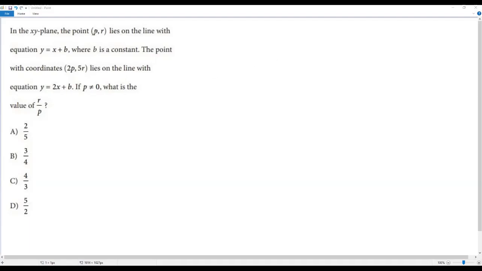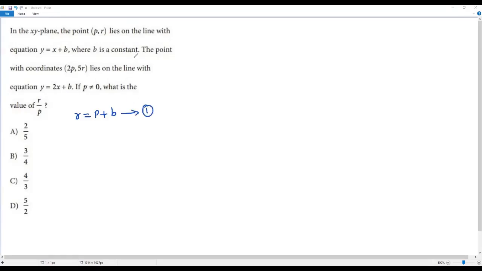Okay, the question says the point (p, r) lies on the line y equals x plus b. Since this point is on the line, we can plug in the x coordinate p for x and the y coordinate r for y. Let me do it. Then I'm getting r equals p plus b. I consider this equation number 1.